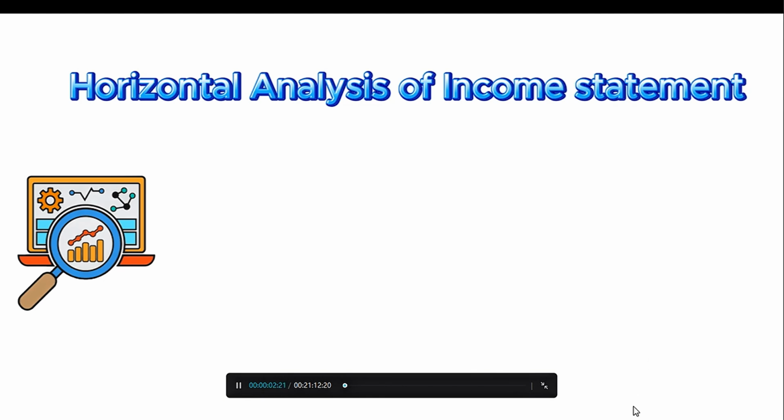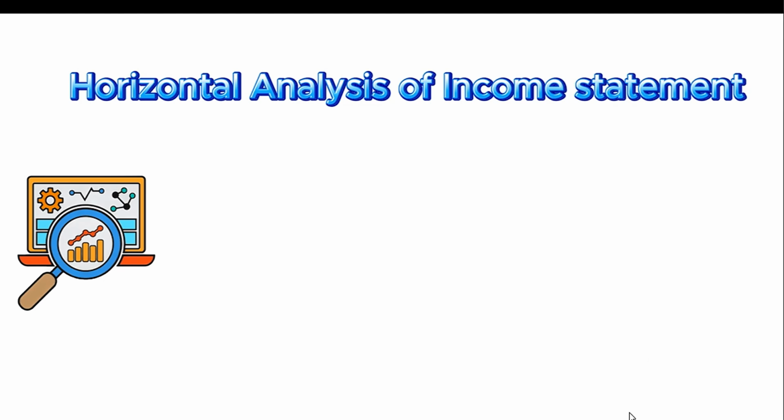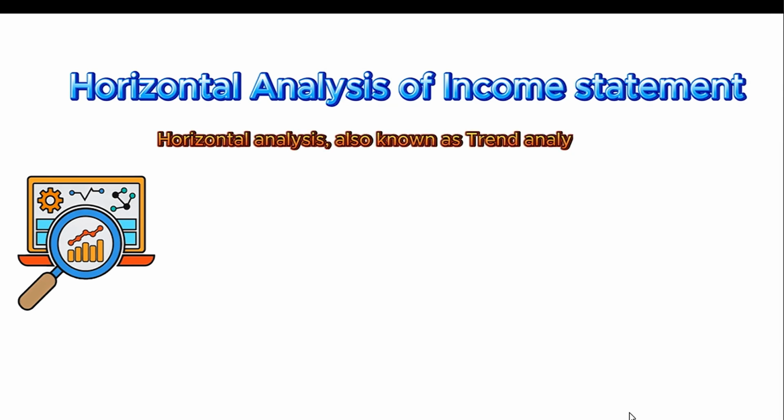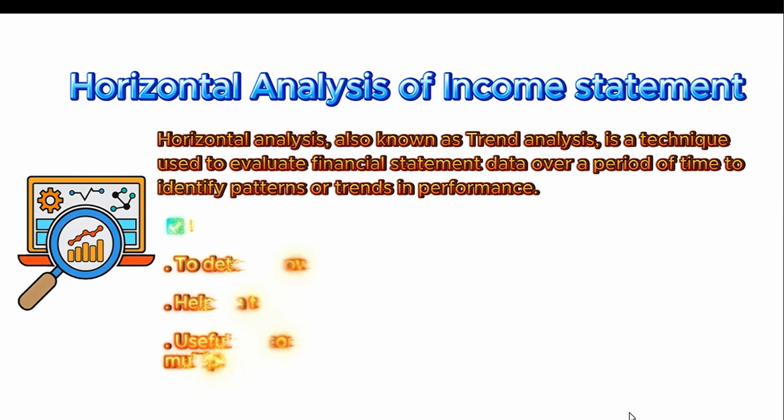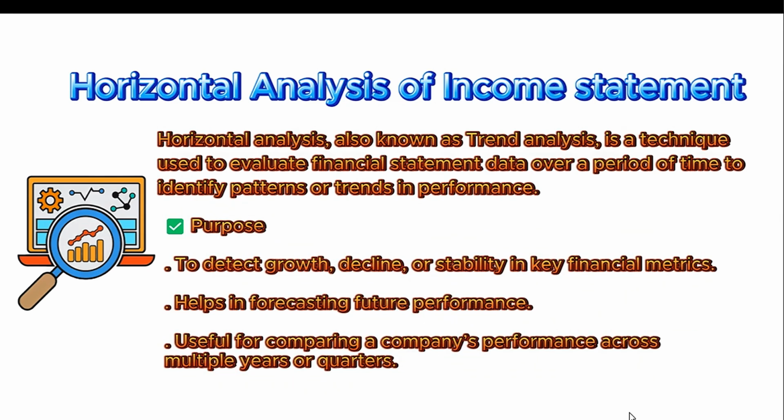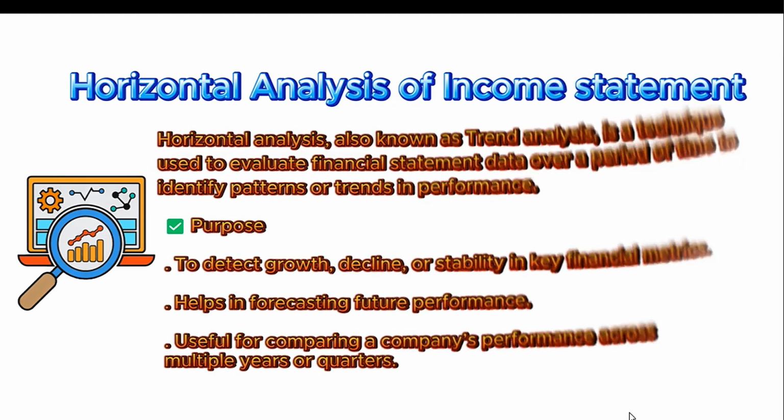In this tutorial, I'm going to show you how to analyze an income statement using horizontal analysis. What's horizontal analysis? Horizontal analysis, also known as trend analysis, is a technique used to evaluate financial statement data over a period of time to identify patterns or trends in performance. Purpose of horizontal analysis: to detect growth, decline, or stability in key financial metrics, helps in forecasting future performance, useful for comparing a company's performance across multiple years or quarters.